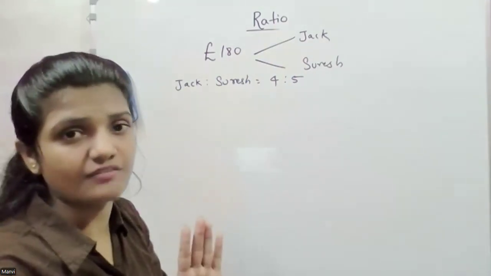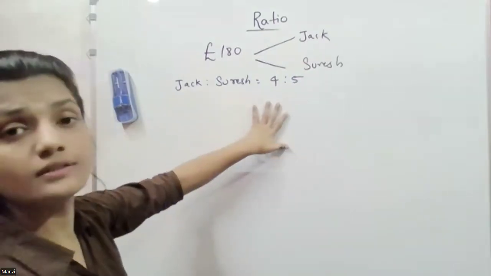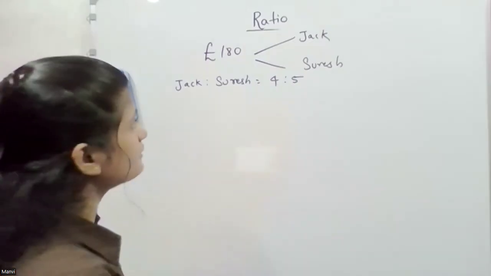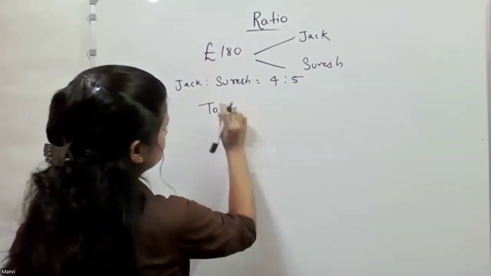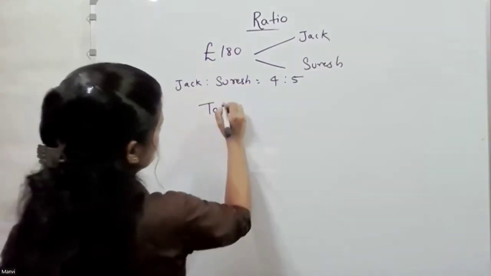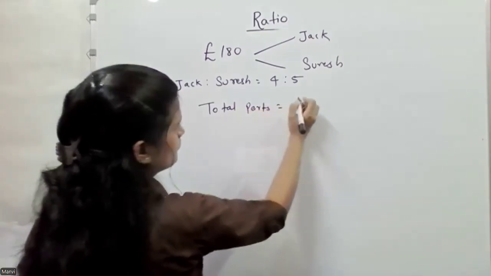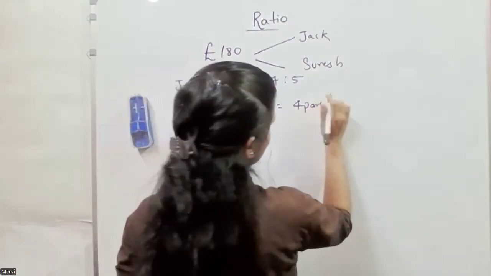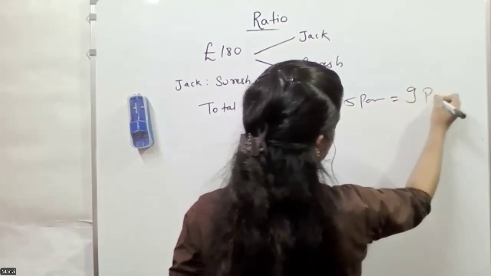Please let me explain first, Kavya. You don't need to do this first. First, we need to find out the total parts. 4 parts plus 5 parts, the answer will be 9 parts. So the total parts will be 9.